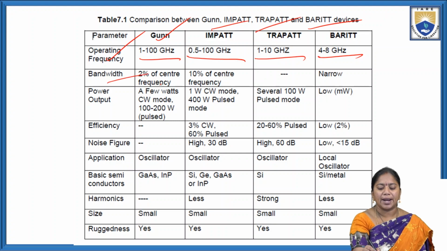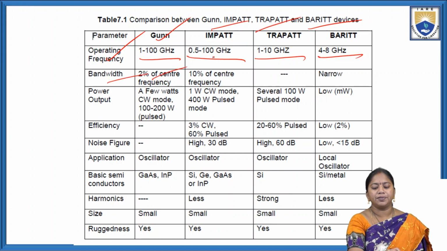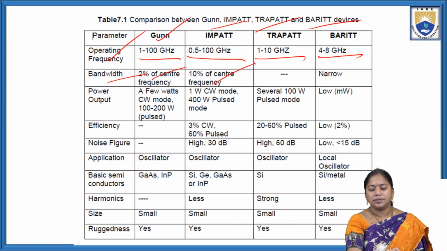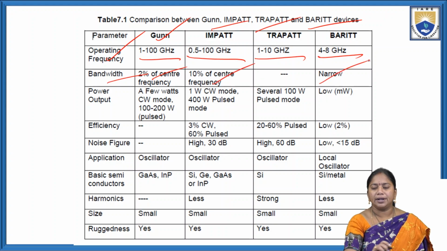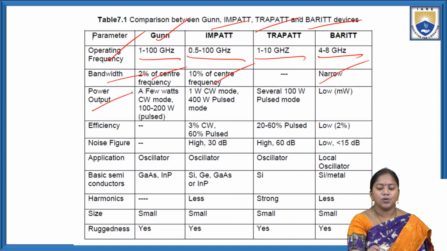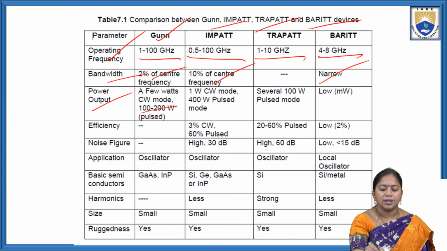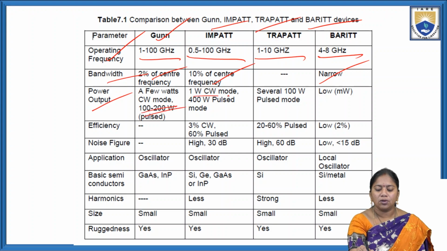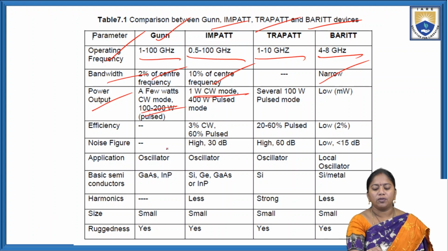The bandwidth is 2% of center frequency for the Gunn diode, 10% of the center frequency for the impact diode, and narrow for the barrier diode. Power output: a few milliwatts CW and 100 to 200 watts pulsed for the Gunn diode; 1 watt CW and 400 watts pulsed for the impact diode; several hundred watts pulsed for the TRAPATT diode.